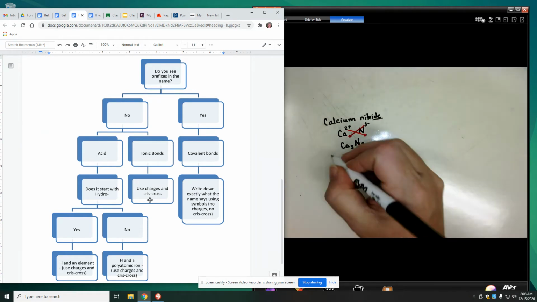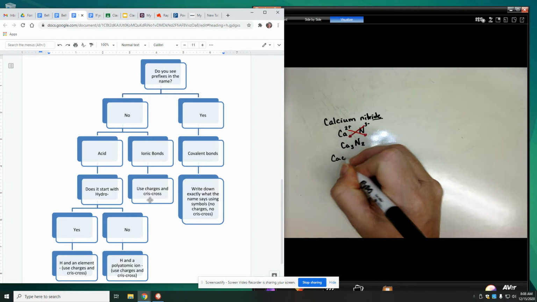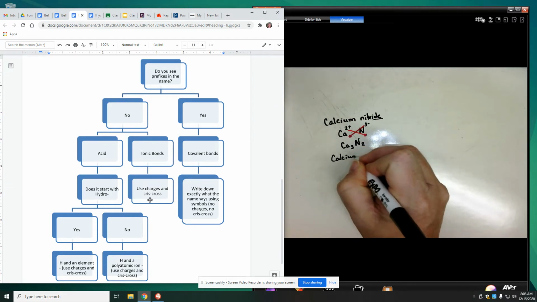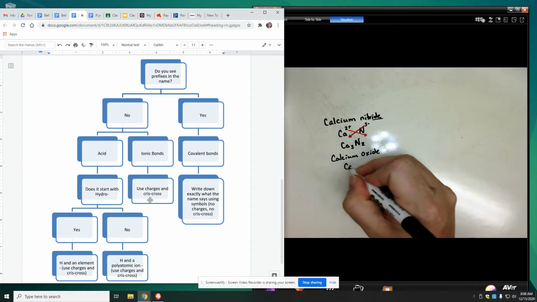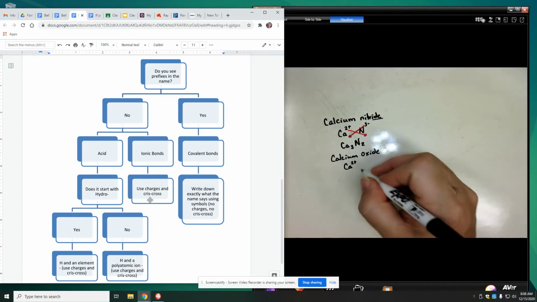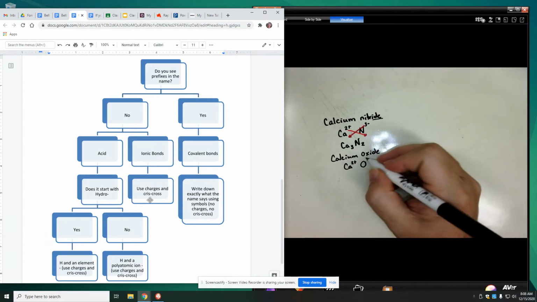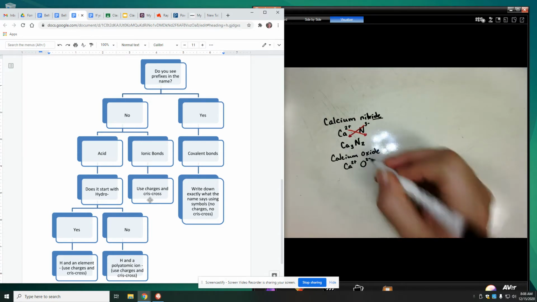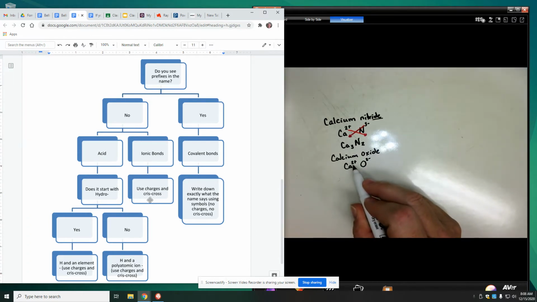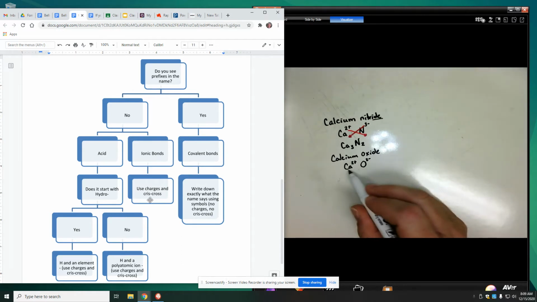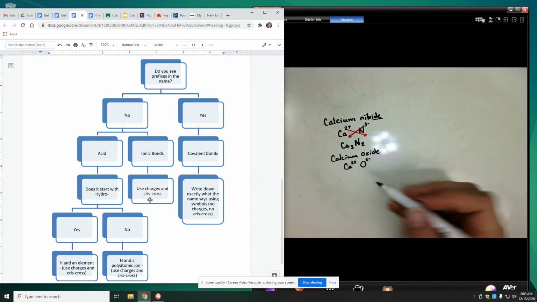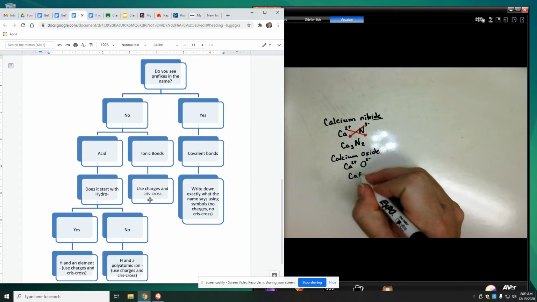Now, if I had something like calcium oxide, calcium's in group 2, so it likes to be at 2 positive. Oxygen's in group 16, and it likes to be at 2 negative. That means that calcium wants to give up 2 electrons and oxygen wants to gain 2 electrons. So there is an even exchange of electrons. We don't have to get any more calcium or oxygen atoms involved. It's just going to be CaO.